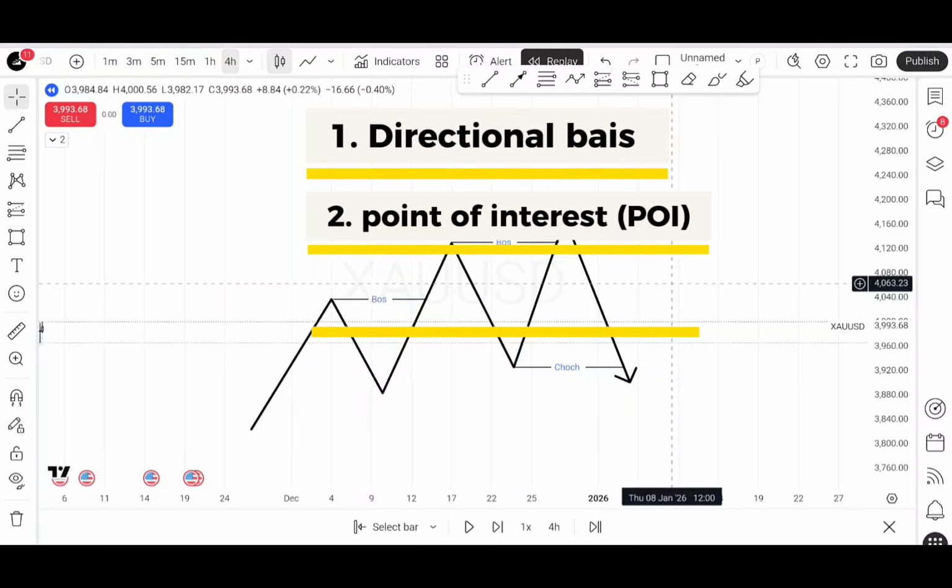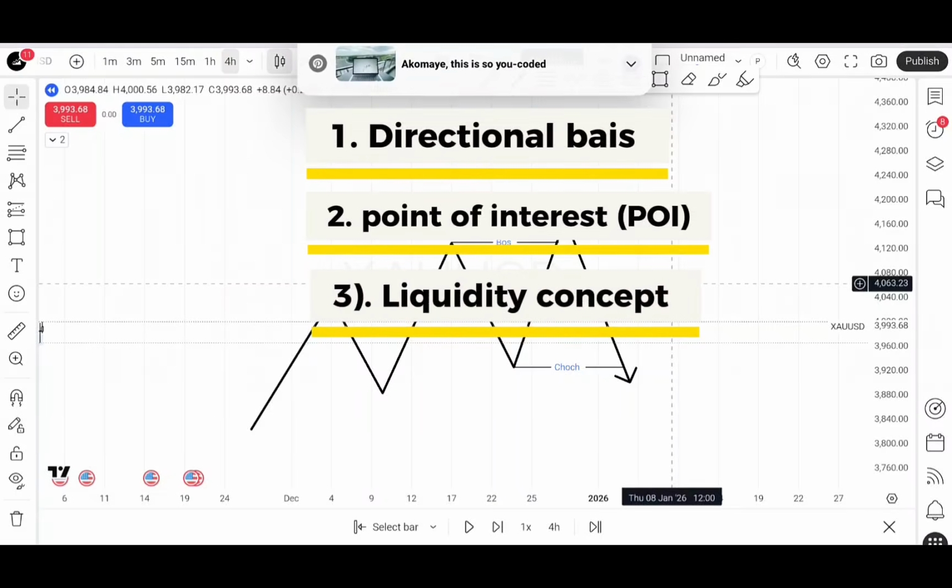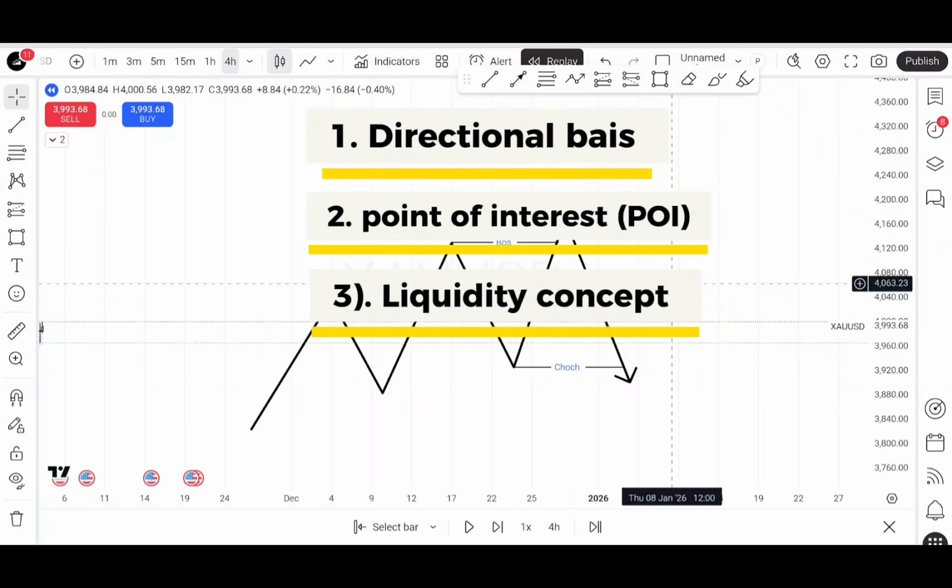This is a very important aspect of trading you wouldn't love to miss. Upon uploading my short videos and daily analysis, so many people have been asking, please sir, what is liquidity concept? I'm going to be answering that question today.